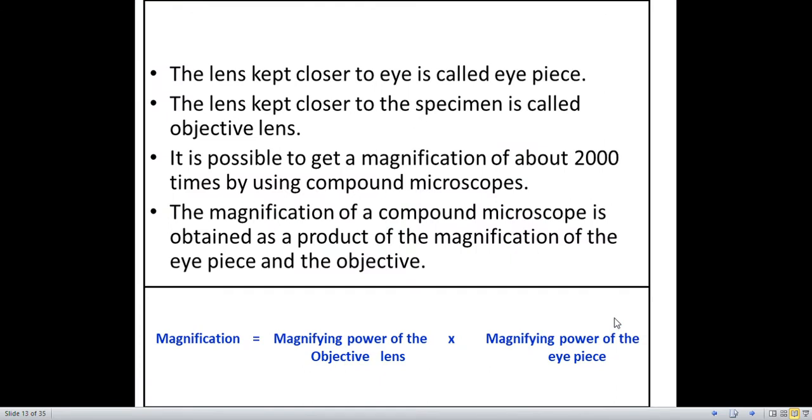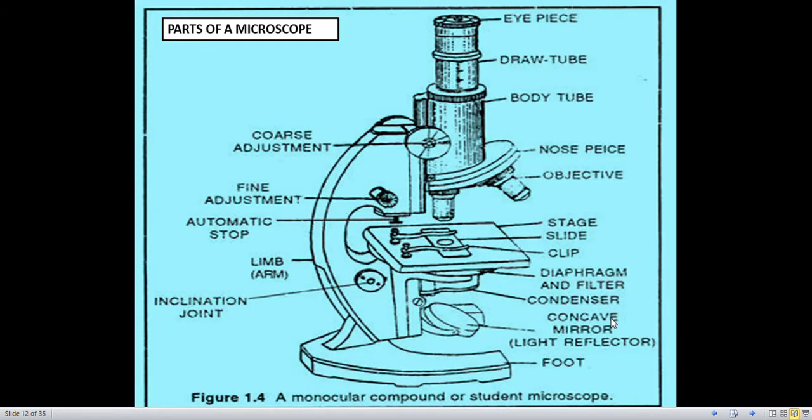Now, the lens kept closer to the eye is called the eyepiece. The lens kept closer to the specimen is called the objective lens. I will show them again. Eyepiece. Now, this is the eyepiece, the closest lens to the eye. It is a convex lens. Here, the convex lens is fixed. Normally, the magnification is shown as 5 times, 10 times or 15 times. The specimen is magnified by using the eyepiece as 5 times, 10 times or 15 times.